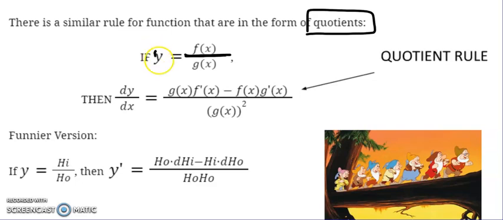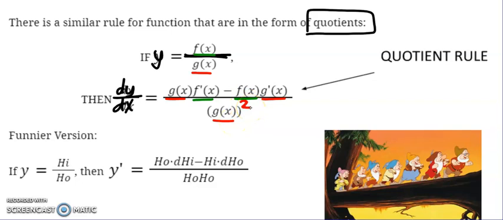So if the original function y is equal to f of x divided by g of x, then the change in y over the change in x, which would be the derivative of y with respect to x, is going to be equal to the lower function times the derivative of the higher function minus the higher function times the derivative of the lower function all over the lower function squared.